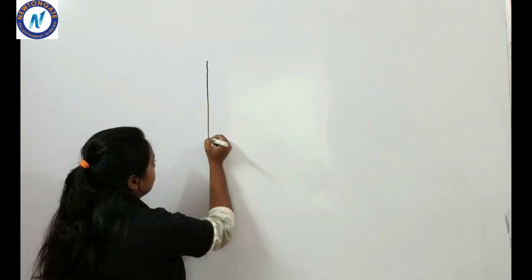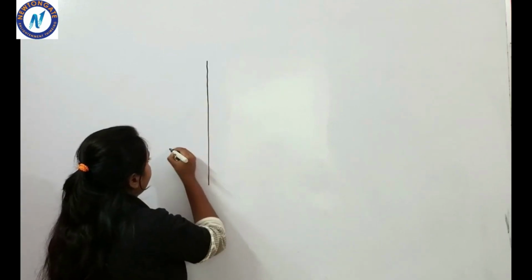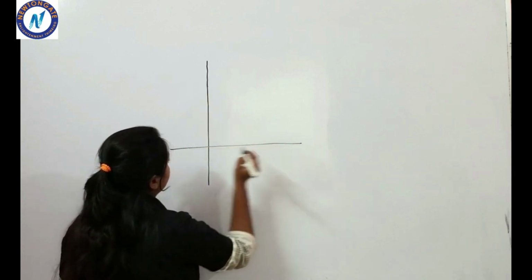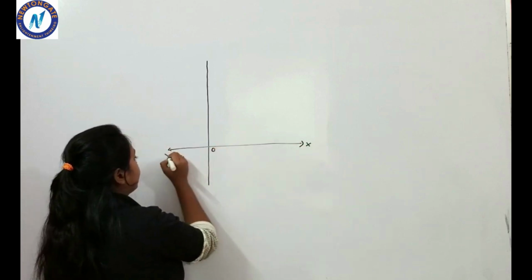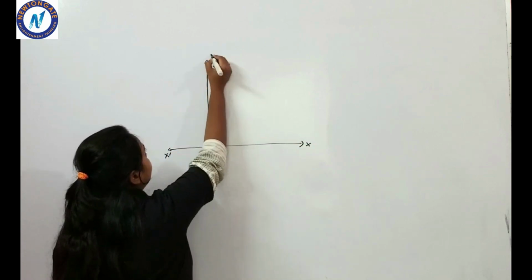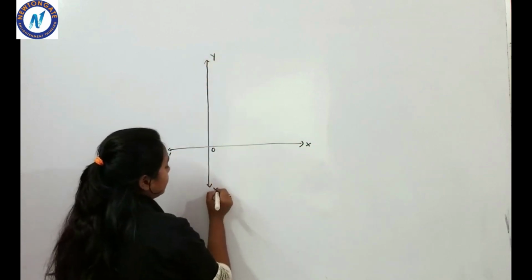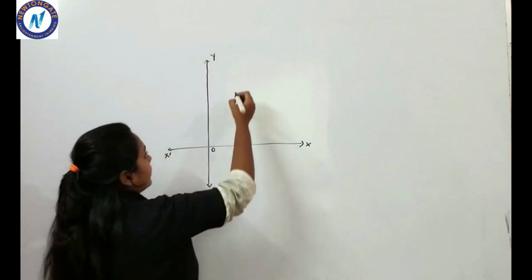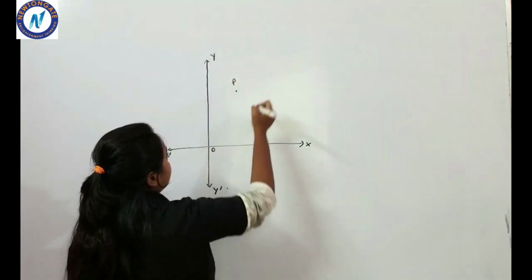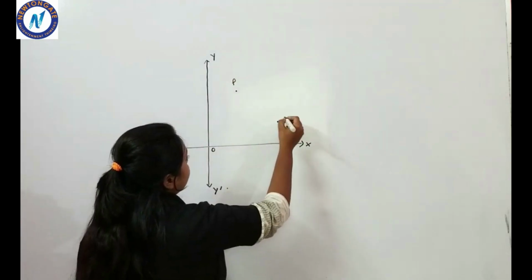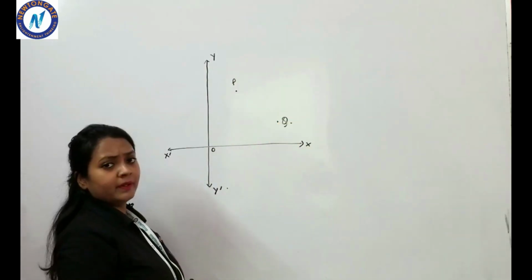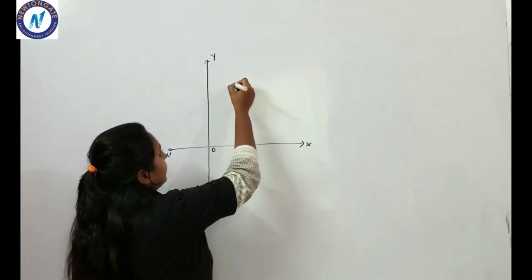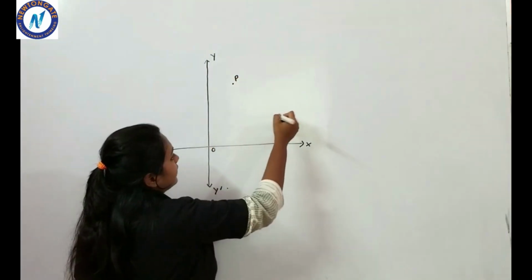At first we will draw a coordinate plane. This is the y-axis and this one is the x-axis. It is denoted by X'OX, and this one is denoted by Y'OY. Then if a point P is here and Q is here, how do we calculate the distance between these two points P and Q?